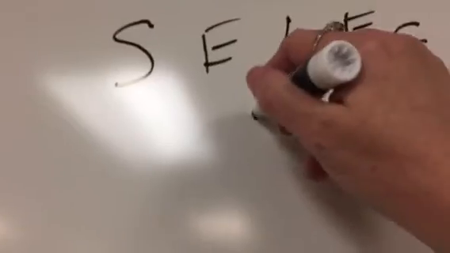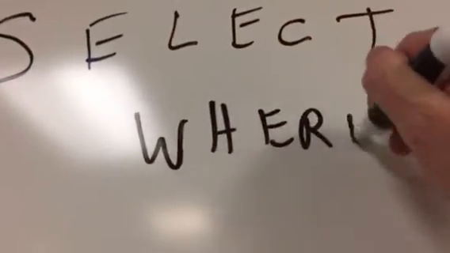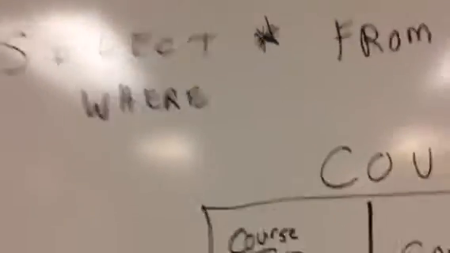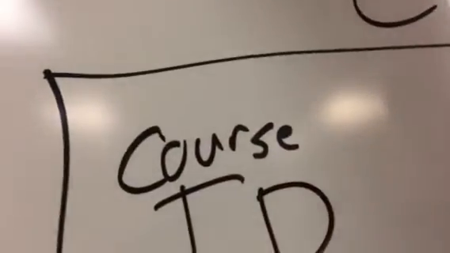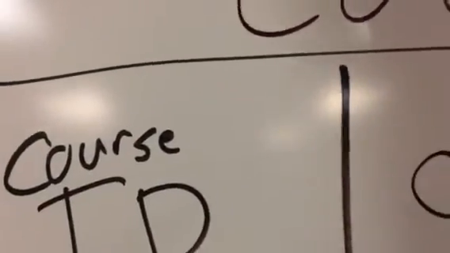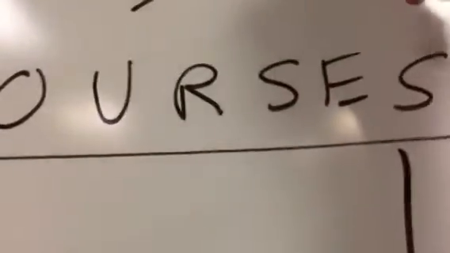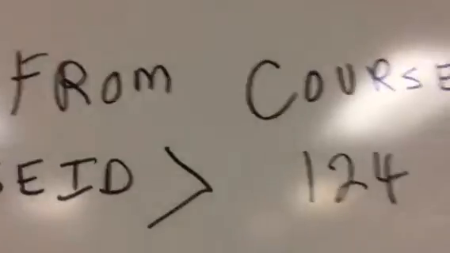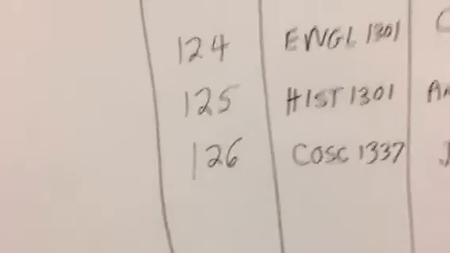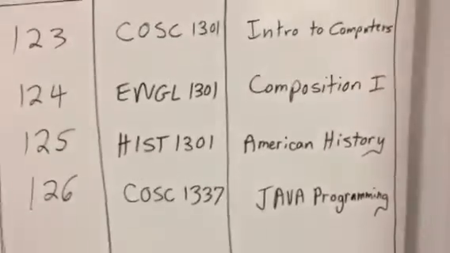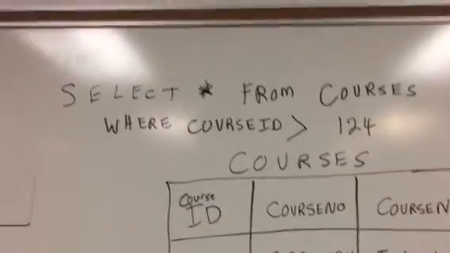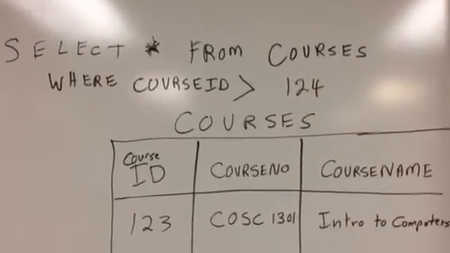Then I need my where clause. And if I had said where ID, course ID, is at least, let's say 125. I could pick greater than 124. That's going to give me history and computer science 1337 Java programming. Okay, so that statement is going to give me everything where course ID is greater than 124.